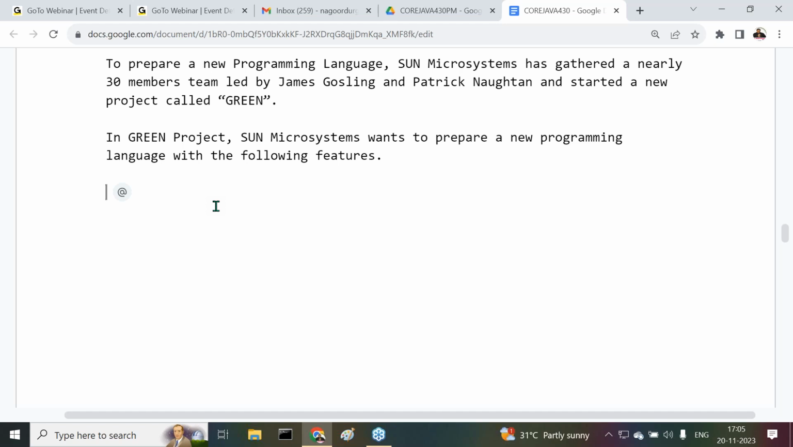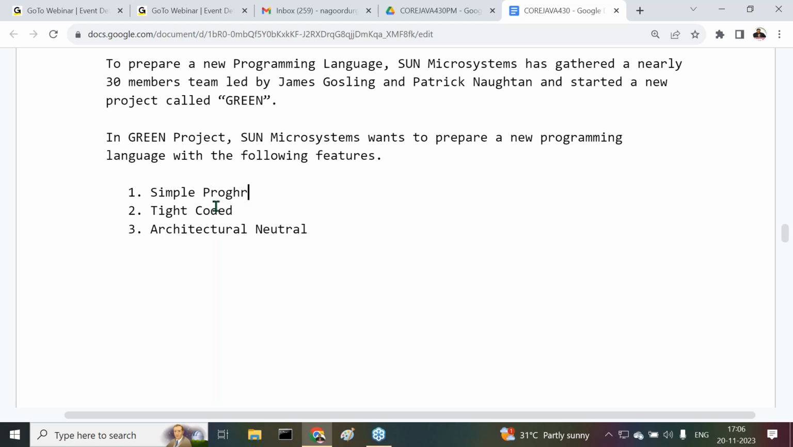At least we need to get some idea what we are going to implement on that particular programming language or not. If you think about it, the very first one is that they want to prepare a simple programming language. Second one is they want to prepare a tight coded programming language. Third one is an architectural neutral programming language.